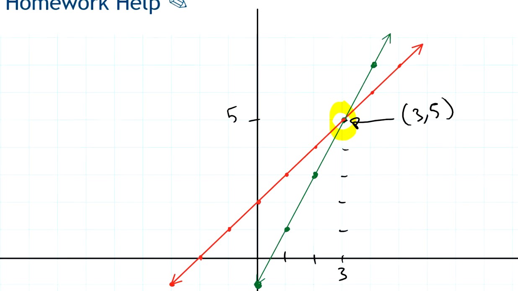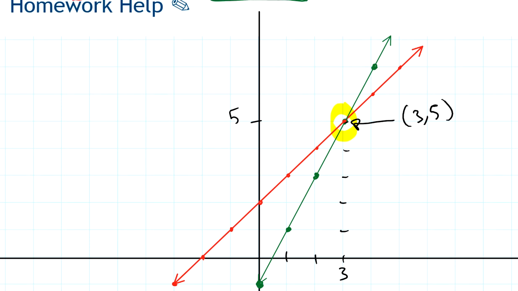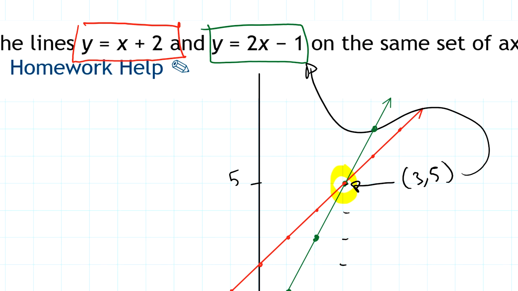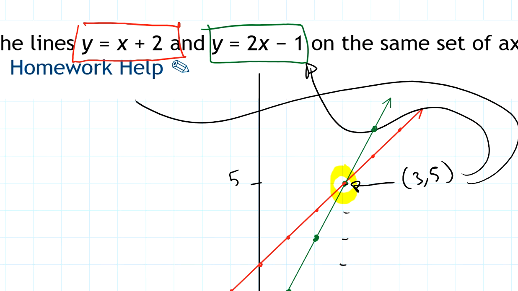Now that's interesting because that's a point that's on both lines, it's a point that would make both of these equations true, right? This point 3,5 would make this equation true, and this point 3,5 would make this equation true, because it turns out it's a point that both lines share.